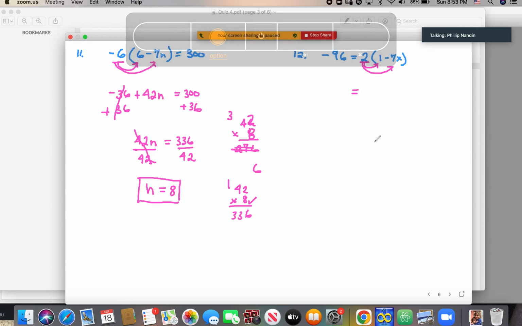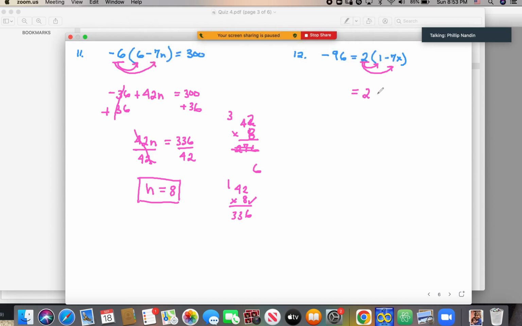I start off by distributing this 2. So to distribute, I'm going to get 2 minus 14x, and then equals negative 96. I want to work my way furthest away from the unknown that I'm trying to solve for. I'm trying to solve for x. So I start at the positive 2 by minusing 2 on both sides. Positive 2 minus 2 is 0.